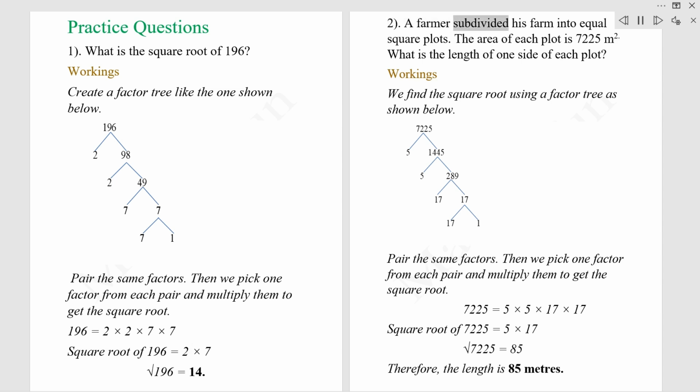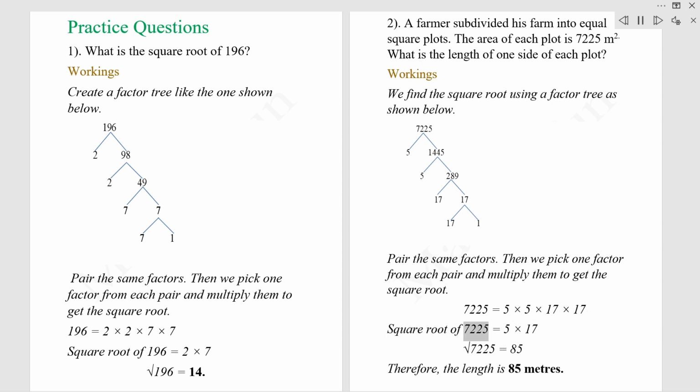2. A farmer subdivided his farm into equal square plots. The area of each plot is 7,225 square meters. What is the length of one side of each plot? Workings. We find the square root using a factor tree as shown below. Pair the same factors. Then we pick one factor from each pair and multiply them to get the square root. 7,225 equals 5 times 5 times 17 times 17.